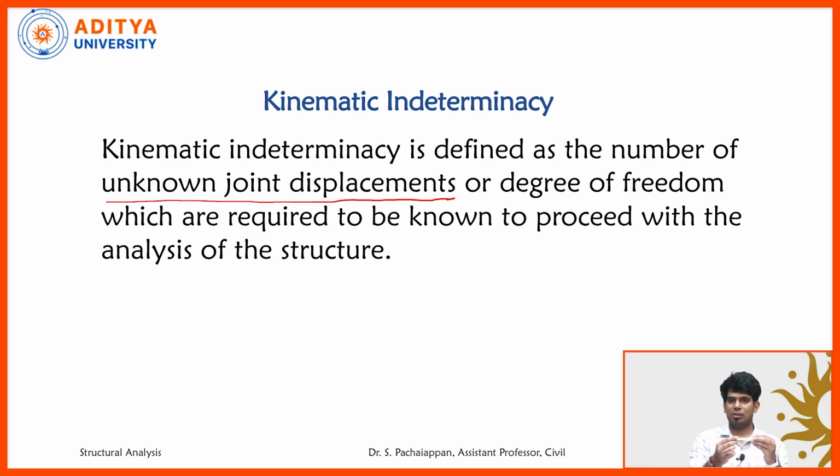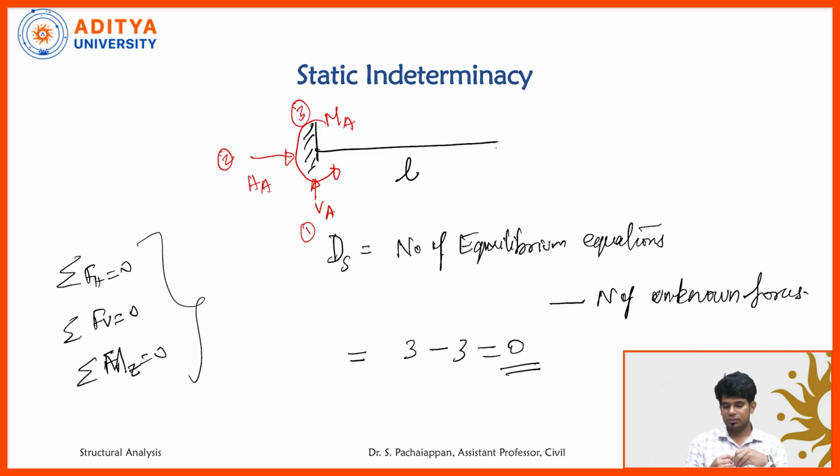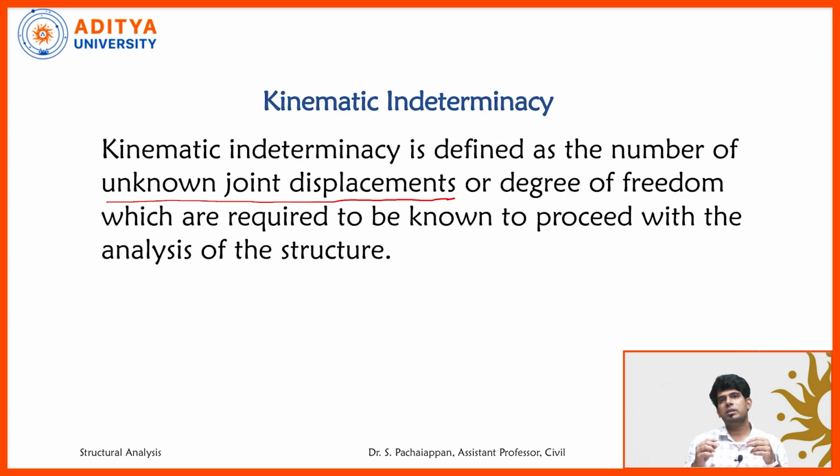If you take a structural system, whatever forces are acting in it, that is unknown. Whatever displacement it is subjected to, that is also unknown. So in this case, now you understand the difference. Static indeterminacy only deals with the number of unknown forces. Kinematic indeterminacy deals with the number of unknown displacements, and it is also called the degree of freedom.